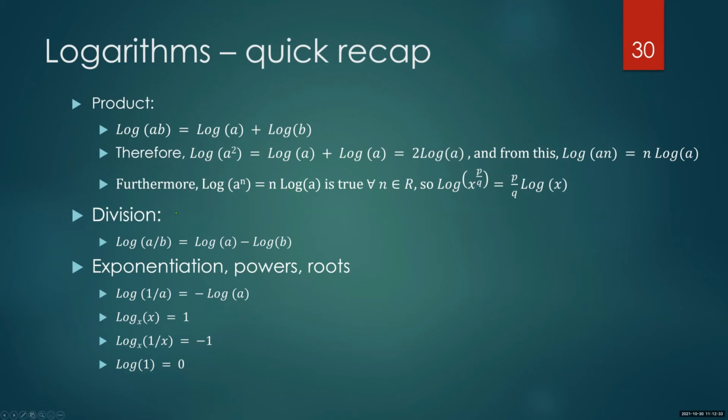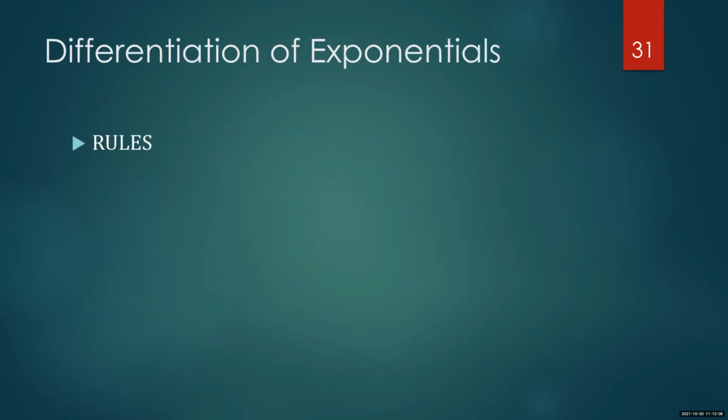And for division, you've got the log of A over B is the log of A minus the log of B. And for powers and so on, you've got the log of 1 over A is equal to minus the log of A, which kind of makes sense because 1 over A is A to the power of minus 1. The log to the base x of x is always equal to 1. The log to the base x of 1 over x is always equal to minus 1. And the log of 1 to any base is always equal to 0. So we just move on.